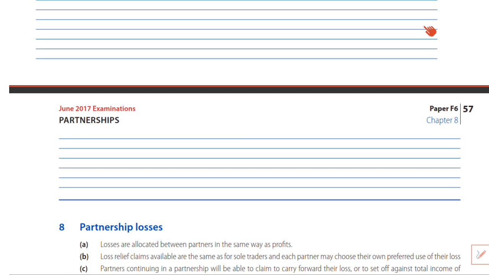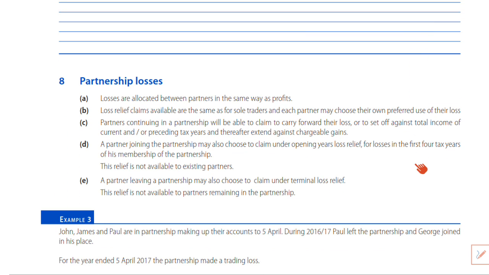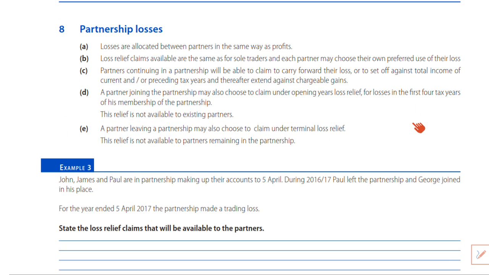Because we don't have to do the computational part of this so far as our syllabus is concerned, what we need to be is aware of what the rules are. Now, we still divide out our losses as we would our profits. Losses are allocated between partners in the same way as profits, i.e., what was the profit sharing agreement during the accounting period. Now, that exercise you won't have to do.